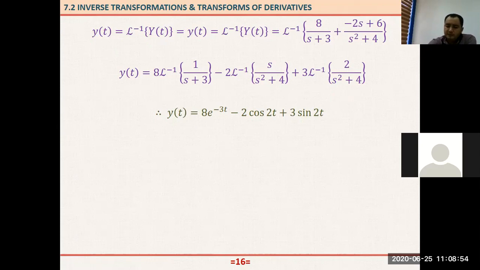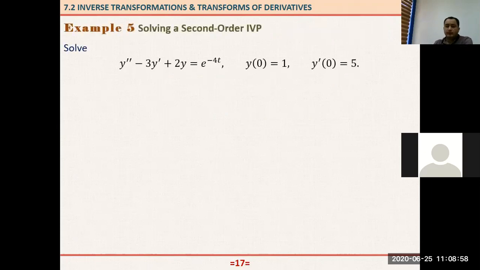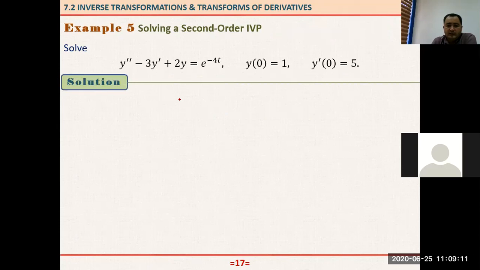Let's see another example. The first example was first order, the second one is second order. Now you got the idea, we'll go a little bit faster. So we need to solve this second order linear differential equation with constant coefficients. As you see here, the coefficient here is 1, here it is negative 3 and plus 2. It is e to the power minus 4t.